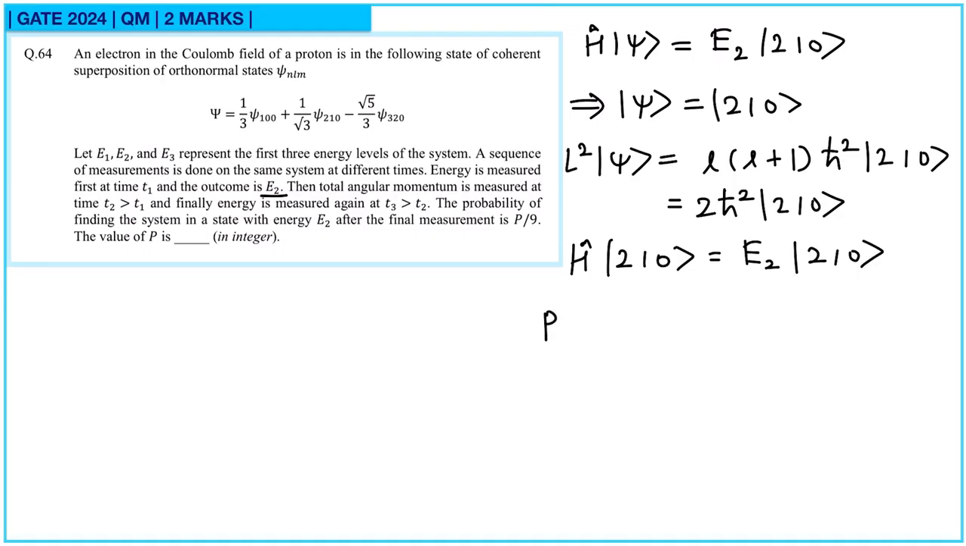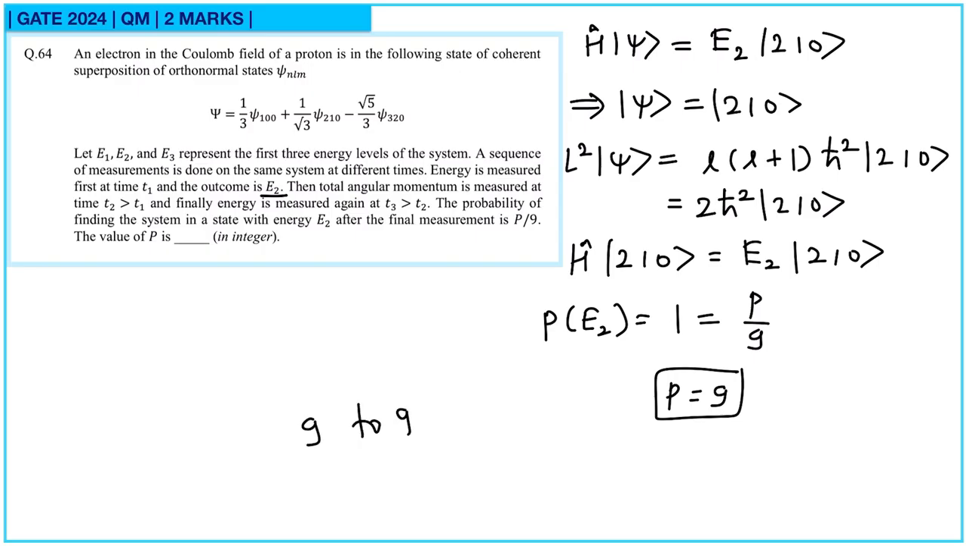And here it is given the probability of getting E2 is, now here the thing is, only this state is available, E2, that is 210. So the probability of getting this state is 1 only. You will get this state only because only that state is available now. And given is that this probability is p by 9. That means p has to be 9 because the final probability is 1. So the answer is 9. The answer given in the answer key is 9.